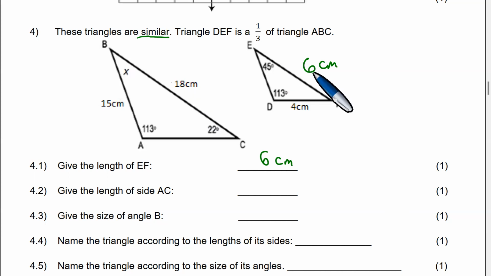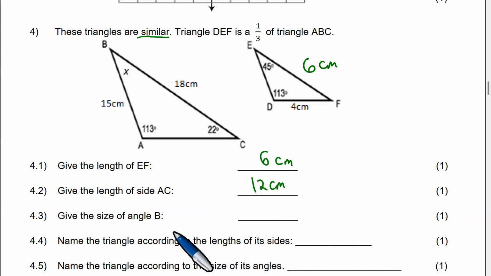So you multiply by 3. 6 by 3 is 18. Okay. Same here. You have 4. So to go back, you must multiply. If you multiply by 3, what do you get? 12. You get exactly 12. So that's the answer, 12 centimeters.